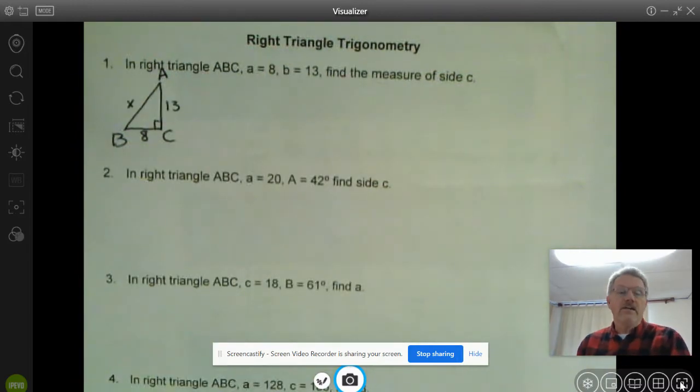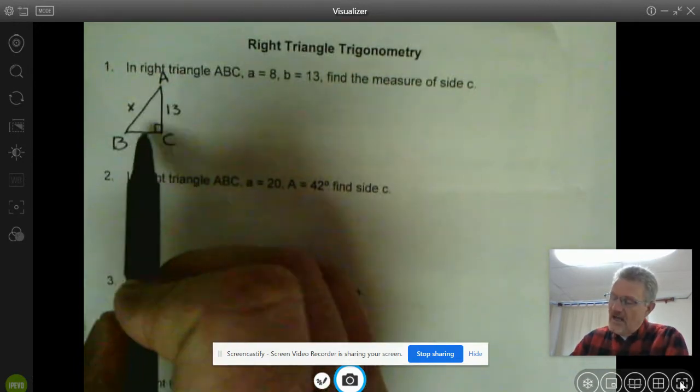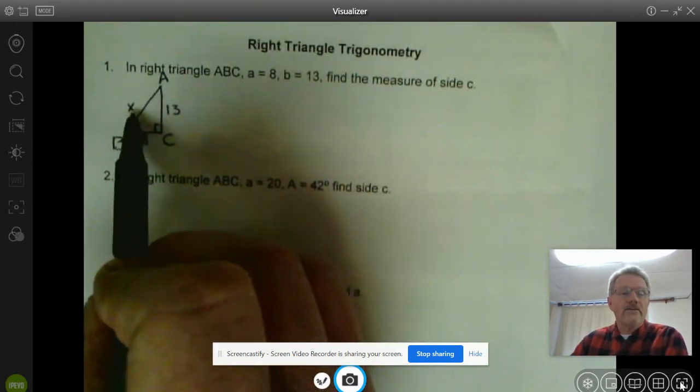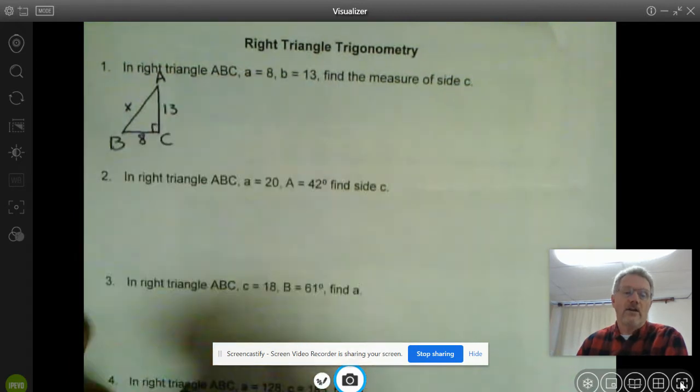That's lowercase c. Now, in this case, this is not trig. Yeah, I know it says trigonometry right above it. Sorry, but I wanted to show you one that was different first. The problem here is that I'm not given an angle. So if I have two sides of a right triangle and I need to find the third side, I use the Pythagorean theorem.